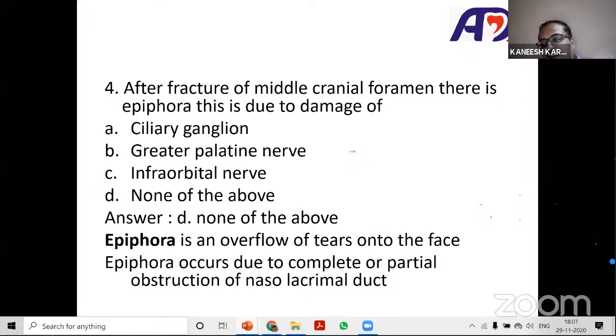Here is the catch: if none of the above is given, don't think that it might not be an answer. It might also be an answer. So you have to consider that also as an option.